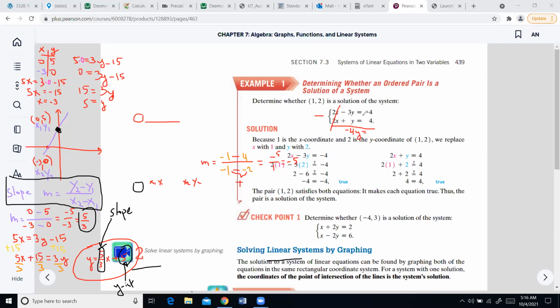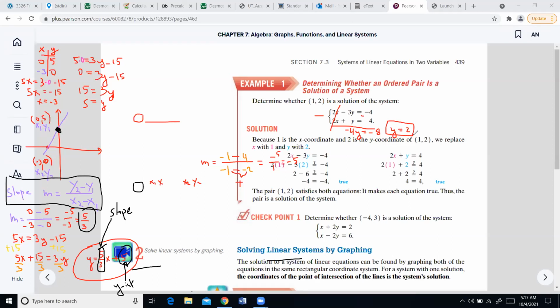And when you subtract also negative 4 and 4, you get negative 8. Negative 8. So I can see that y should be 2, right? Because when I multiply negative 4 by 2, I'm going to get negative 8. 2 is going to be my y coordinate.